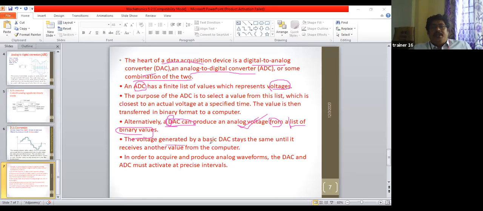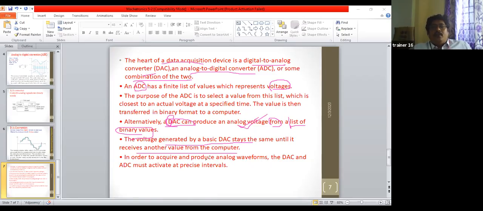The voltage generated by the DAC stays the same until it receives another value from the computer. Whatever the output from the DAC, it is given to the actuator and stays continuous until another value comes from the DAC again. Computer means here a digital system. From the digital system, the input is given to the DAC, digital to analog conversion, and then the output of the DAC is given to the actuator.